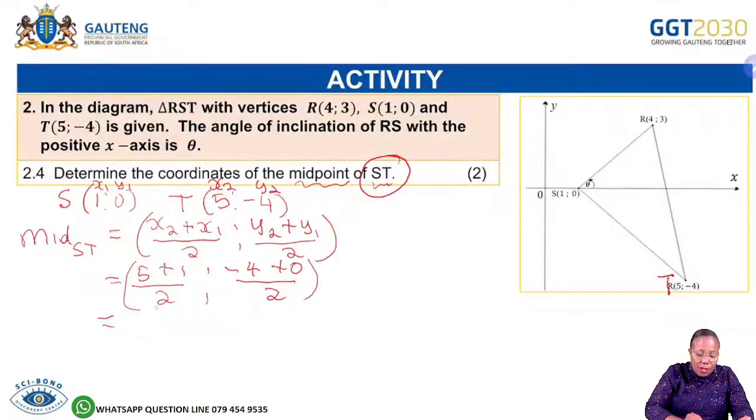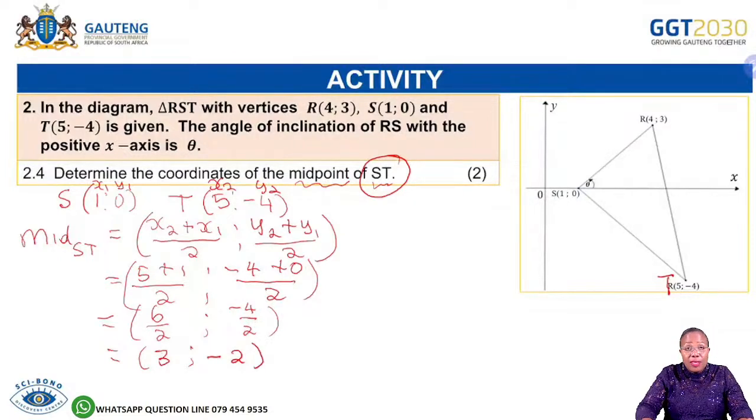And then 5 plus 1 is giving us 6 over 2, and then minus 4 plus 0 is minus 4 over 2. The final coordinate of ST will be 6 over 2, which is 3, the value of x, and the value of y is minus 4 over 2, which is minus 2. Therefore those are the coordinates of the midpoint of ST. ST is this line here, and the middle point must be somewhere there.